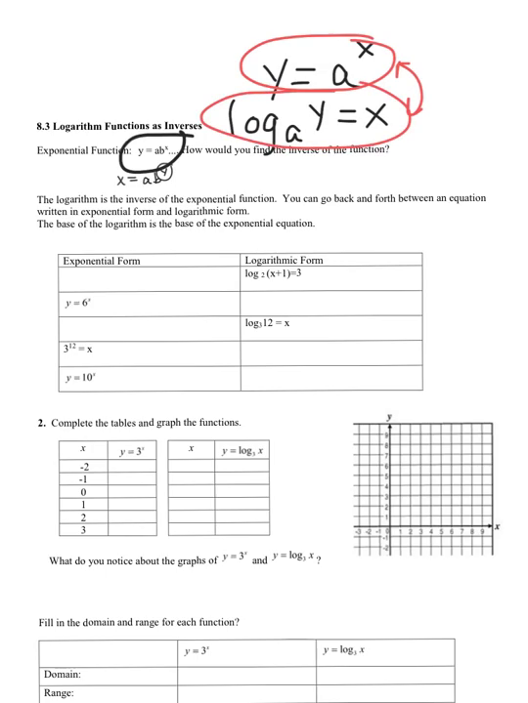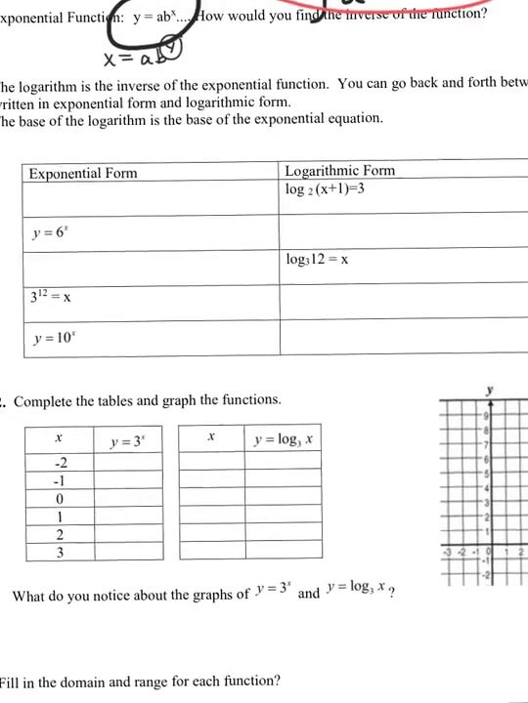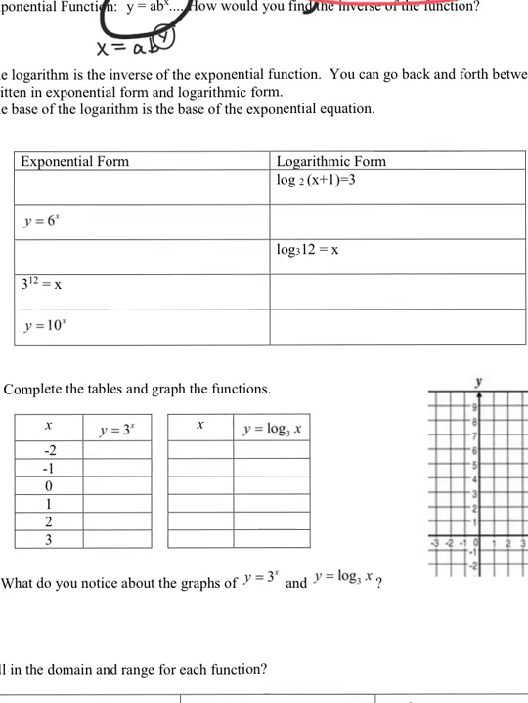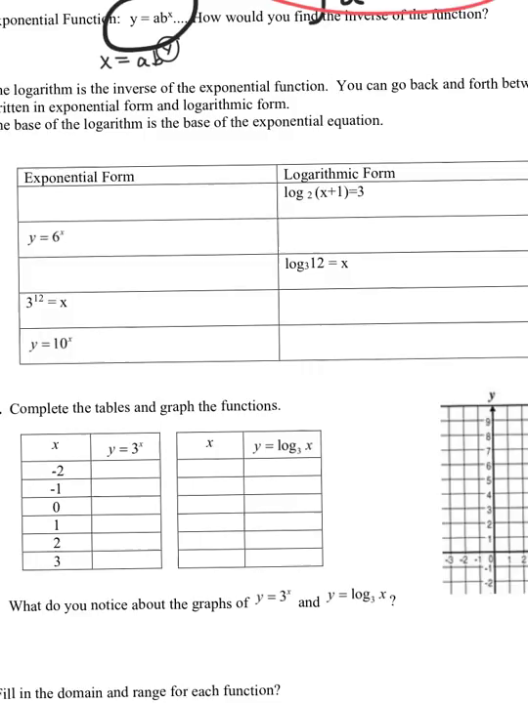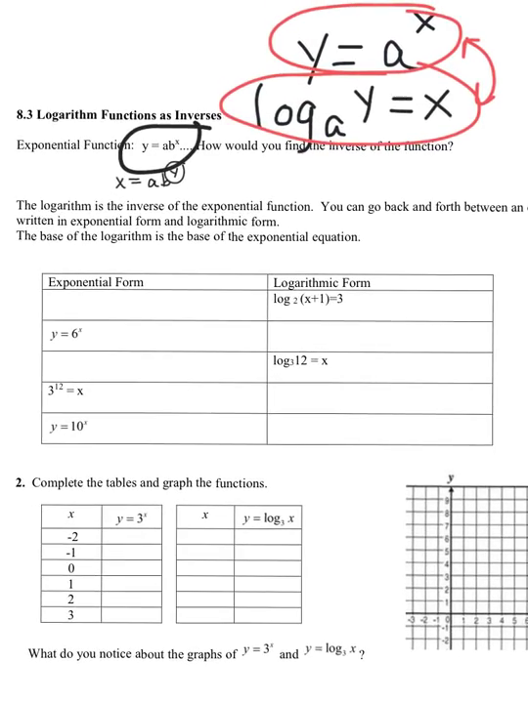So I can write something in exponential form and logarithmic form. Down here in this chart, I'm going to go back and forth between exponential form and logarithmic form. In this first one, my log is base 2. So that means my exponential form is going to have a base of 2. The power is on the other side of the logarithm. So it's going to be 2 cubed equals x plus 1. So I went back and wrote it in exponential form.